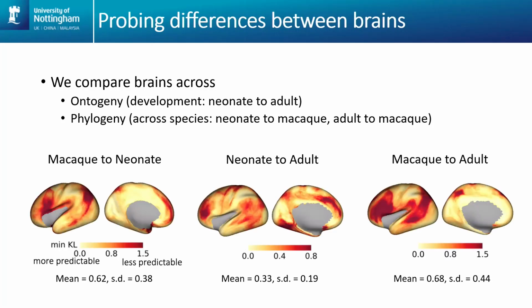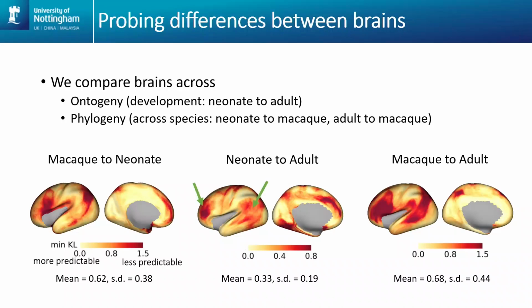And here, this is across ontogeny and phylogeny, comparing the macaque and neonate, the neonate and adult, and the macaque and adult brains. And we find that red regions here represent a greater minimum KL divergence. And this would indicate that in our common space, the closest connectivity patterns are further away. Overall, we find greater divergence across species than within species, as you'd expect, and some spatial variance in these divergence maps.